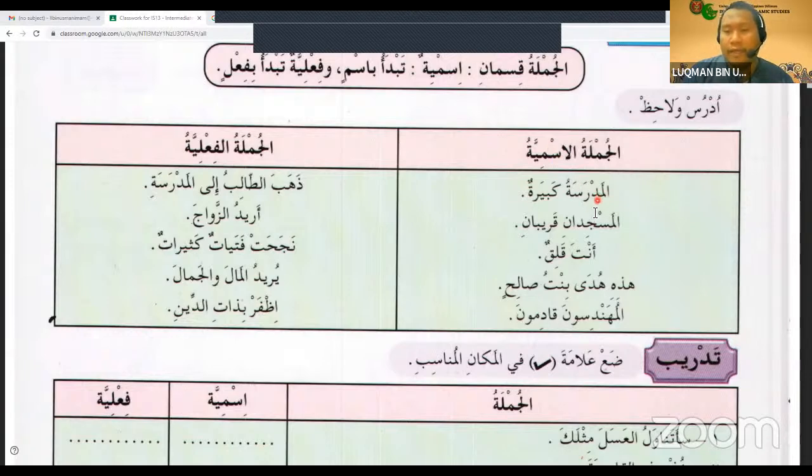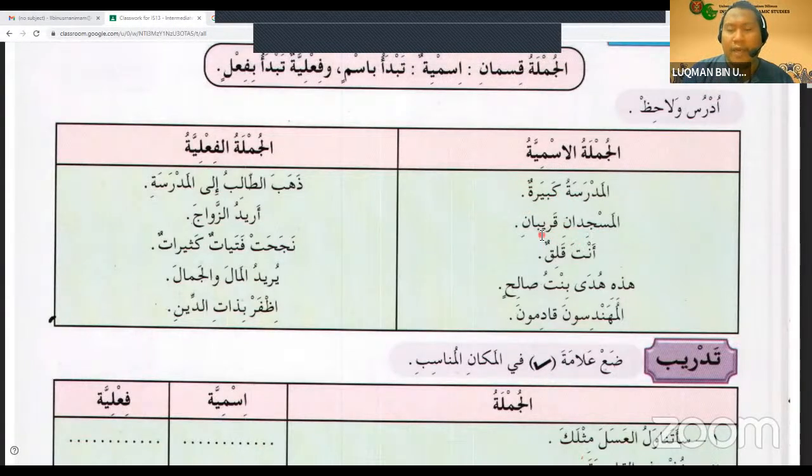Okay, اقرأ بعدي. المدرسة كبيرة. المدرسة كبيرة. Okay, so the usual nominal sentence is composed of what we call subject and predicate. Al-mubtada wal-khabar. Al-mubtada'u, that's the subject. Al-khabaru, khabar is the predicate. So this one, al-madrasatu, the school, is the subject. Kabiratun is the predicate. The school is big.